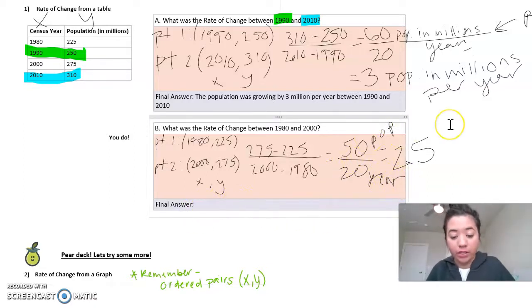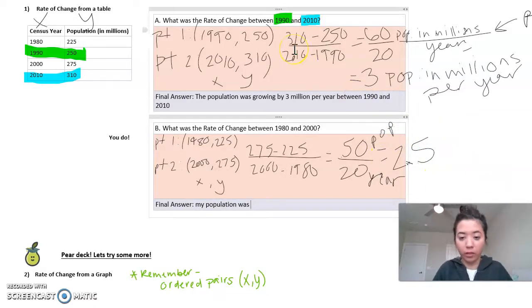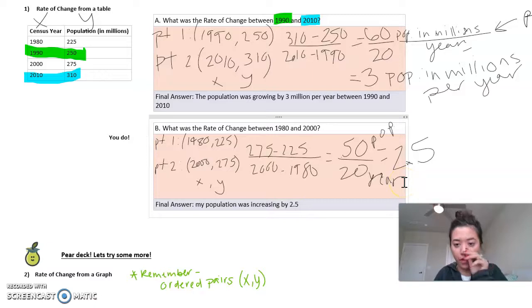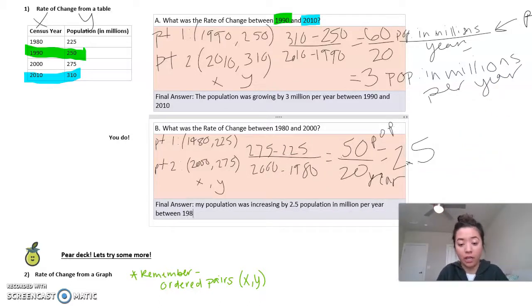So here again, we can say my population was, this is positive, so it's increasing or growing by 2.5, and now we need to include the units. So this was population in millions, or 2.5 million. Fraction is per, and then we have year, between 1980 and 2000. So again, my population was increasing because it's positive by 2.5.